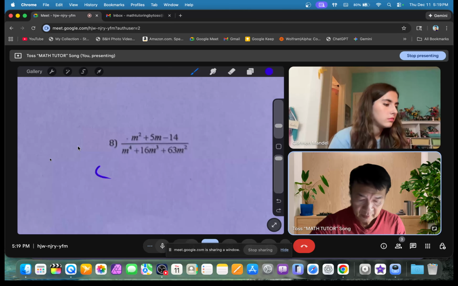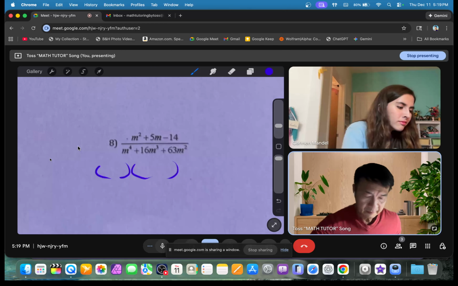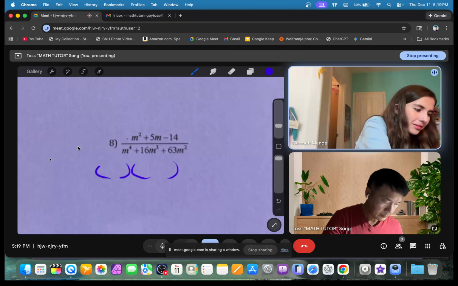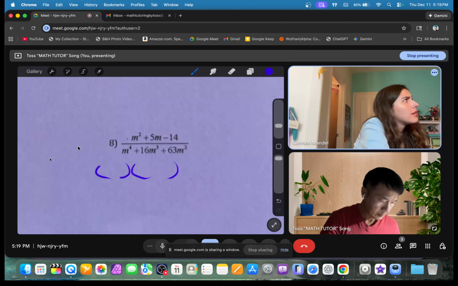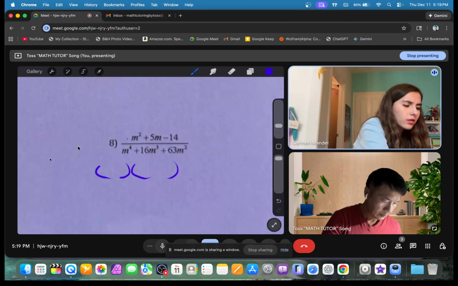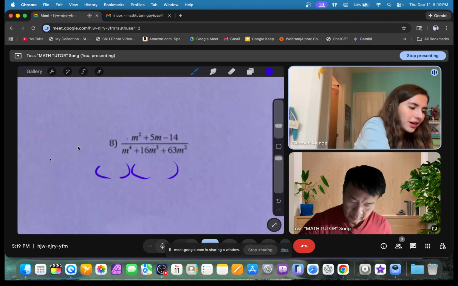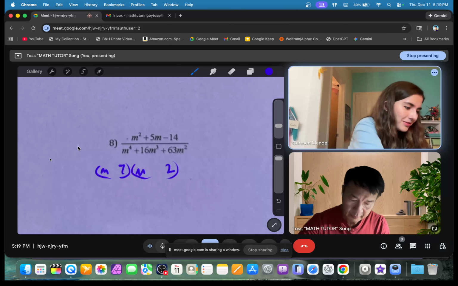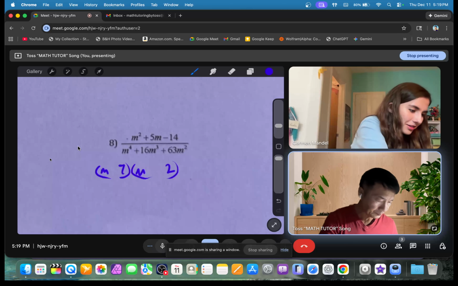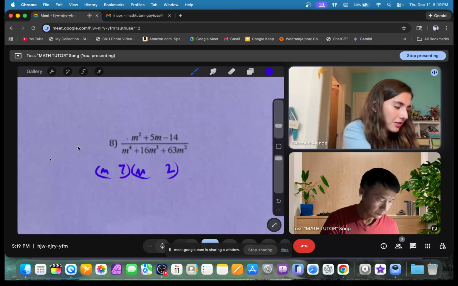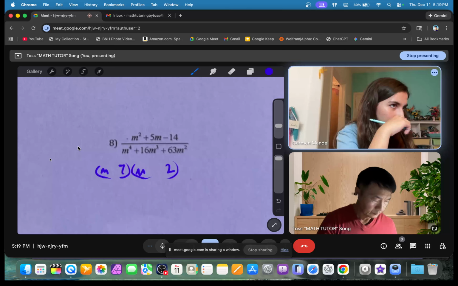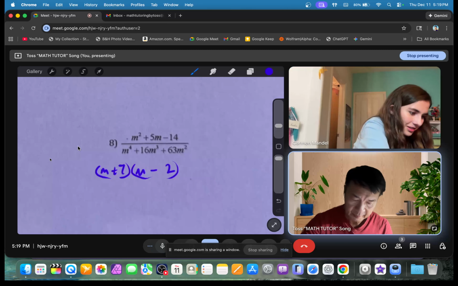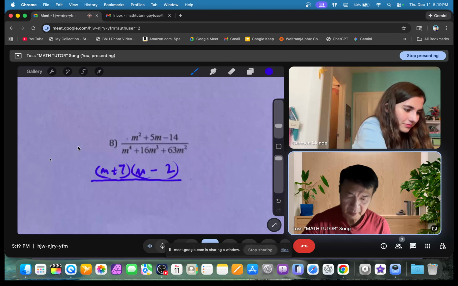Okay, the numerator, this one. Sorry. The numerator will be 2 and 7, or m, right? 2 and 7. Okay, let's see. What about the signs? Their signs are going to be a positive 7 and a negative 2. Yep, you got it. Now, the fancy one at the bottom here.